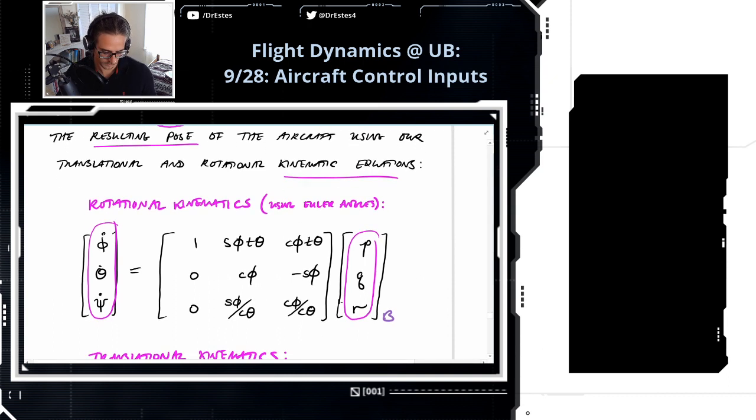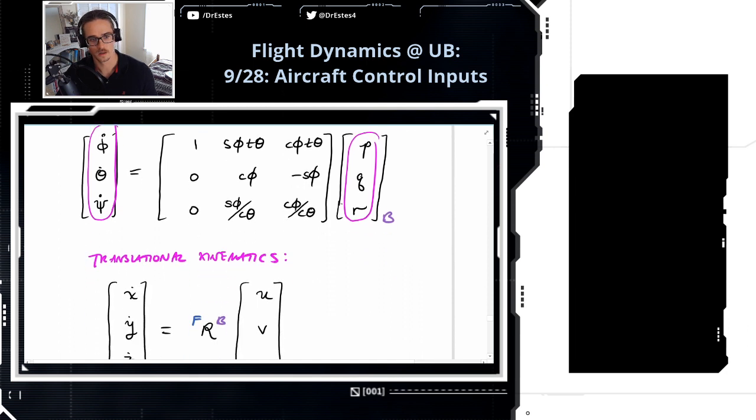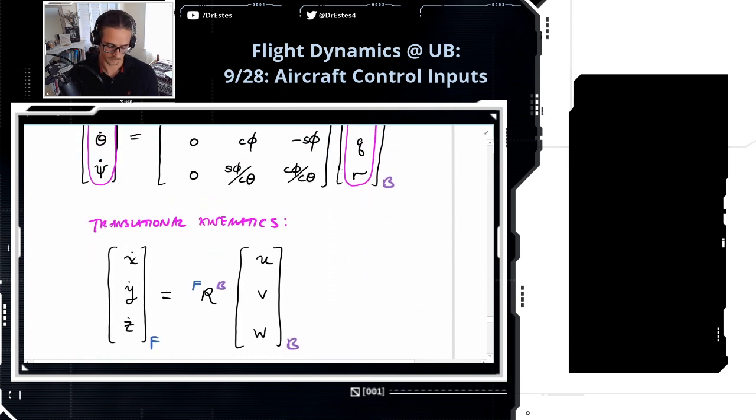Similarly, we have the translational kinematics. So I solve my translational equation of motion to get u, v, and w, and then I use that. I got this rotation matrix. This is a differential equation for the inertial position of my aircraft, because remember, x, y, and z, that's the position vector.